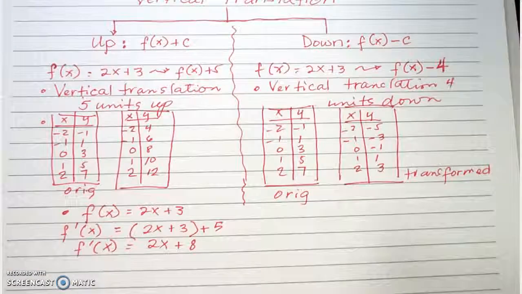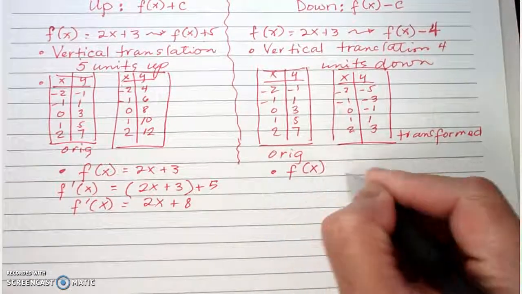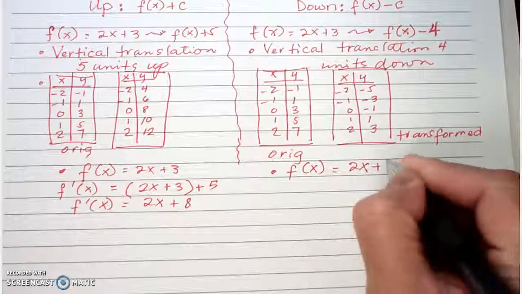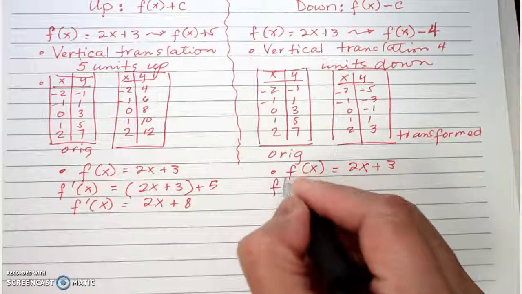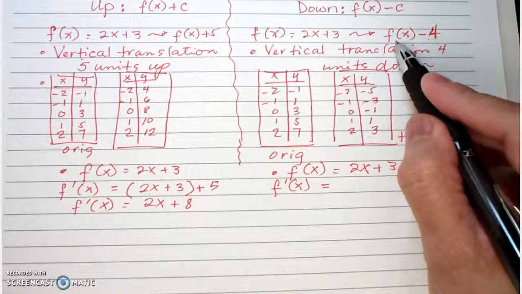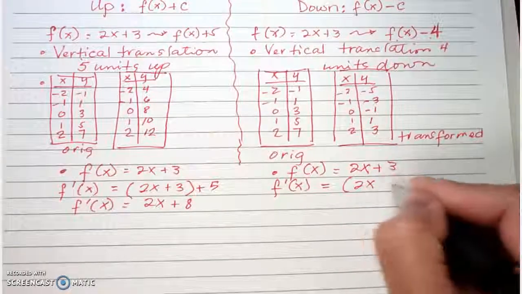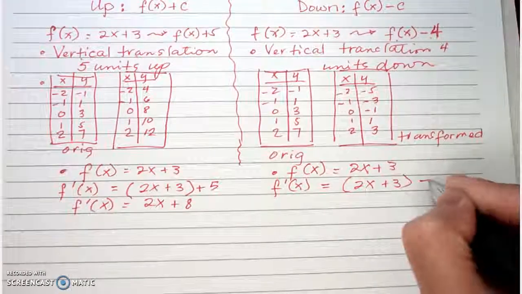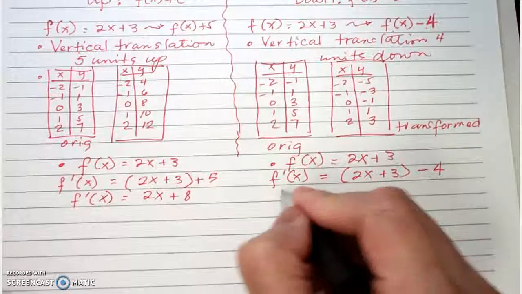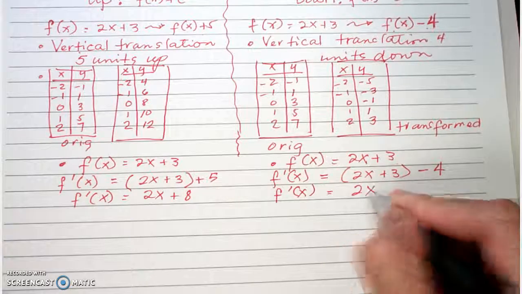Let us now go to our equation. Our equation is now going to look like f of x equals 2x plus 3. But your f prime of x will ask you to subtract 4 from your function, and this is your function, so it's going to be 2x plus 3 and then minus 4. Your f prime of x will now become 2x minus 1.